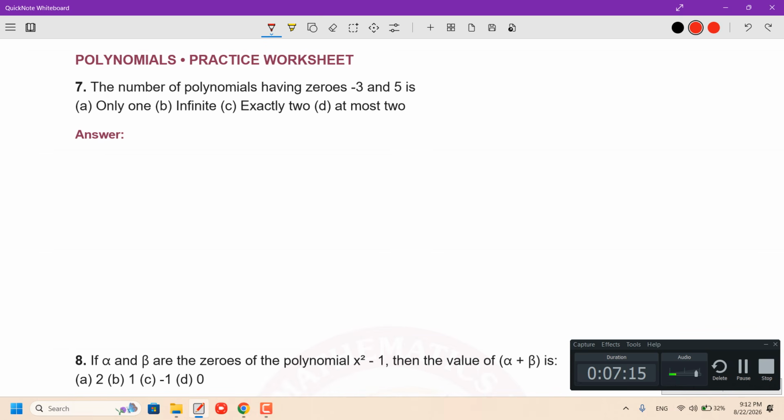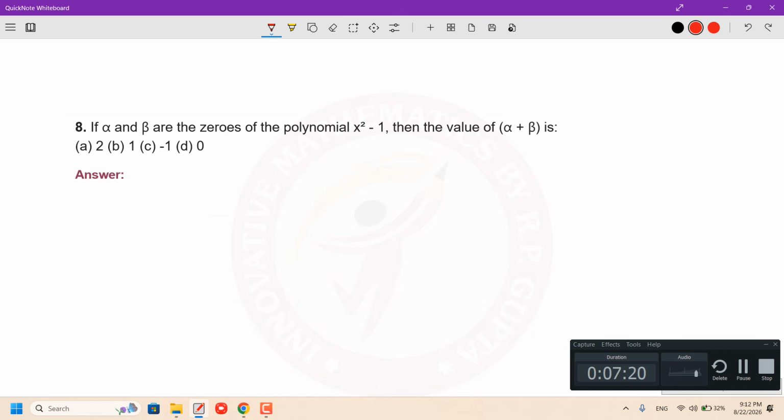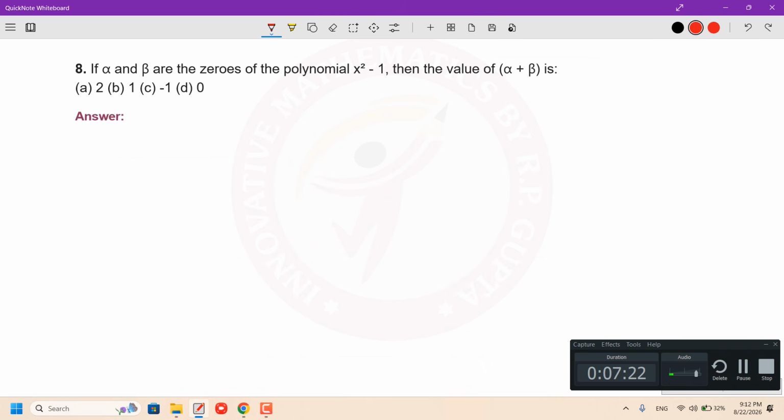The number of polynomials having two zeros is only one polynomial. Alpha and beta are the zeros of the polynomial. Find the value of alpha plus beta.